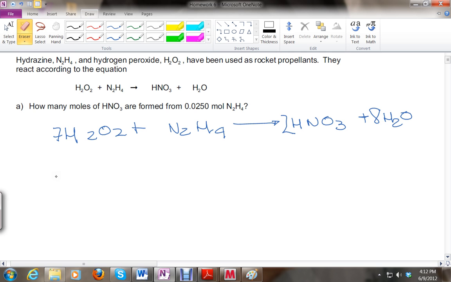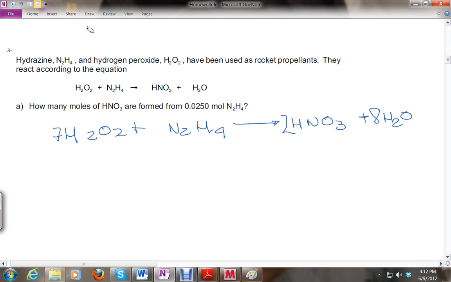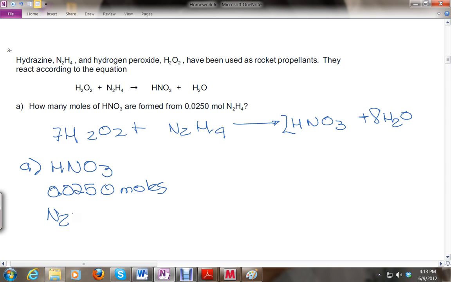So hydrazine and hydrogen peroxide are used in rockets and they react according to the equation. How many moles of nitric acid are formed from 0.0250 moles of N2H4? I thought I pronounced it nitric, but it's nitric acid, how you should pronounce it.